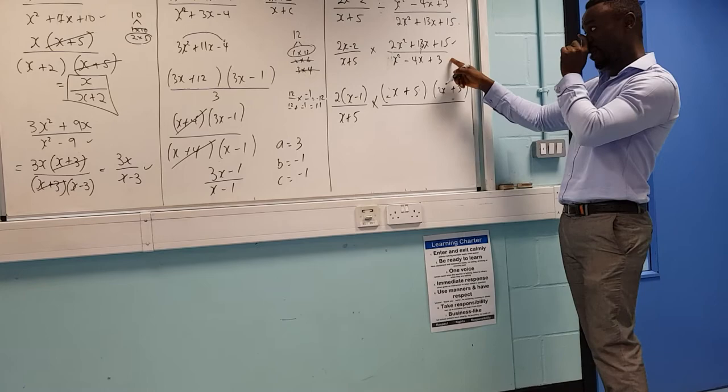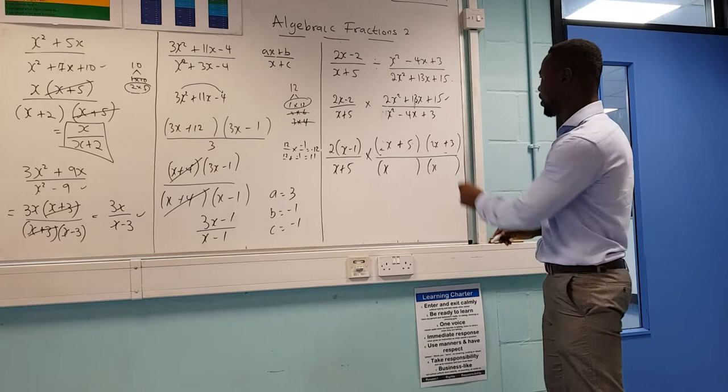Now let's factorize the down one here. That would be x here. Close the bracket, another x, close the bracket. Factors of 3, well, it's only 1 and 3. I want minus 4, so it will be minus 1, minus 3. I have finished my factorizing.